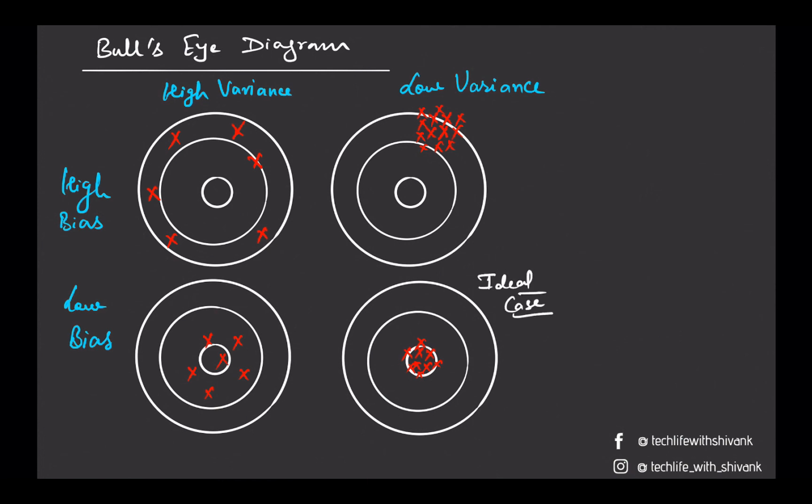I hope by this video it's quite clear to you the bias variance trade-off as we decrease or increase the complexity of the model.